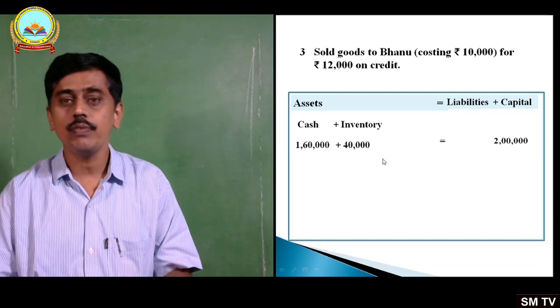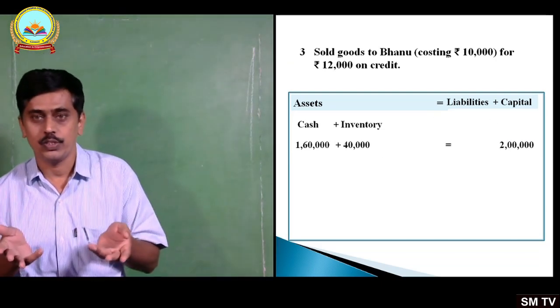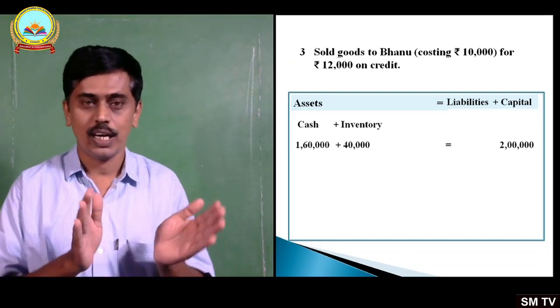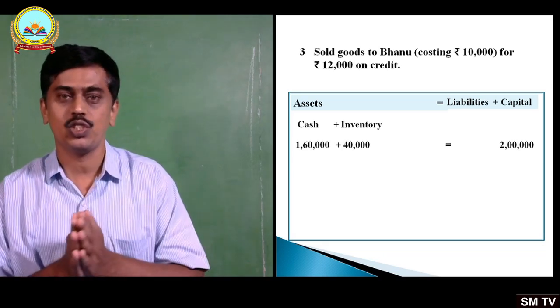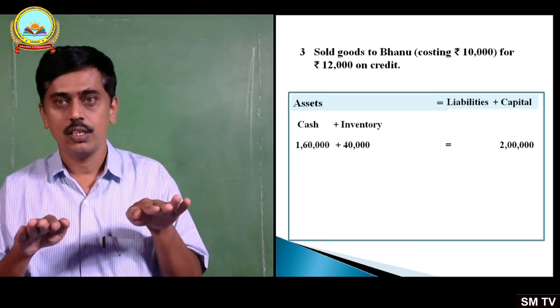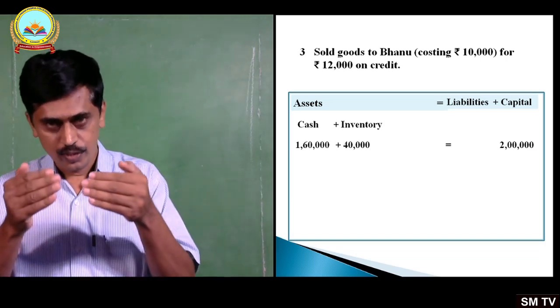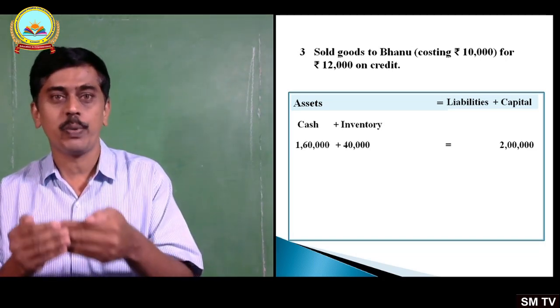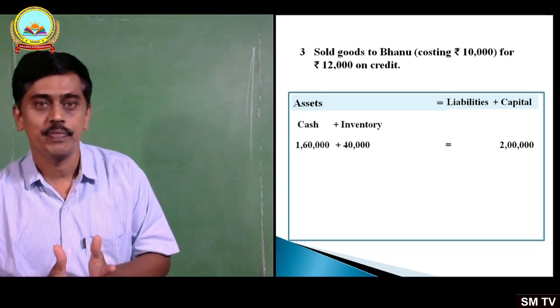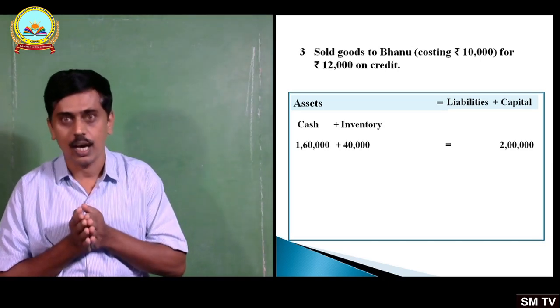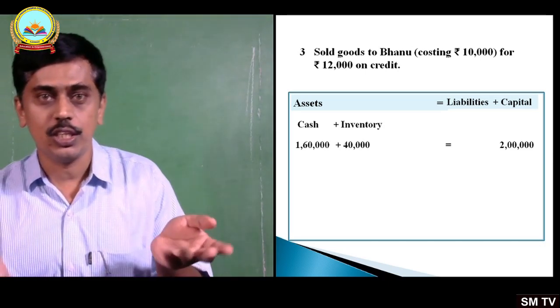How much does it come to? It comes to 2 lakh rupees. Capital 2 lakh, 1,60,000, 40,000, 2 lakh. This is the existing position, or this is the position before the happening of transaction number 3. Now let us analyze what transaction number 3 says.